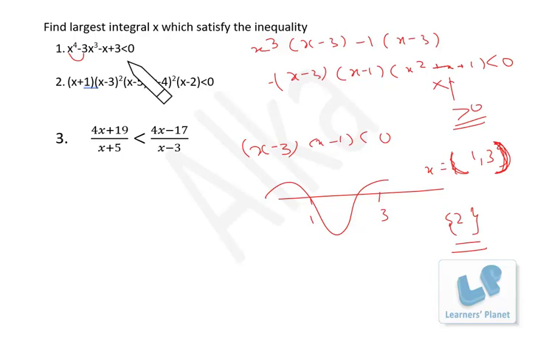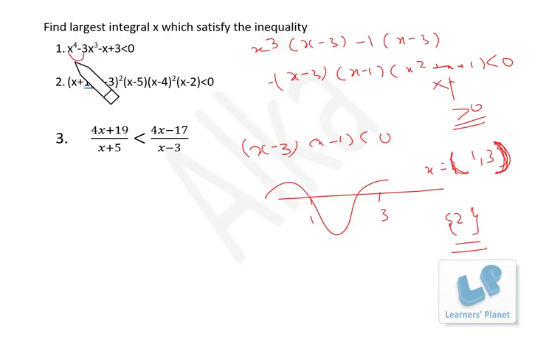Okay, x is 2 when this expression is less than 0. Apart from 2, there is no other value which can be assigned to x so that this expression will be less than 0. Okay, so that's very important, very interesting, very simple question. I hope this thing is clear.